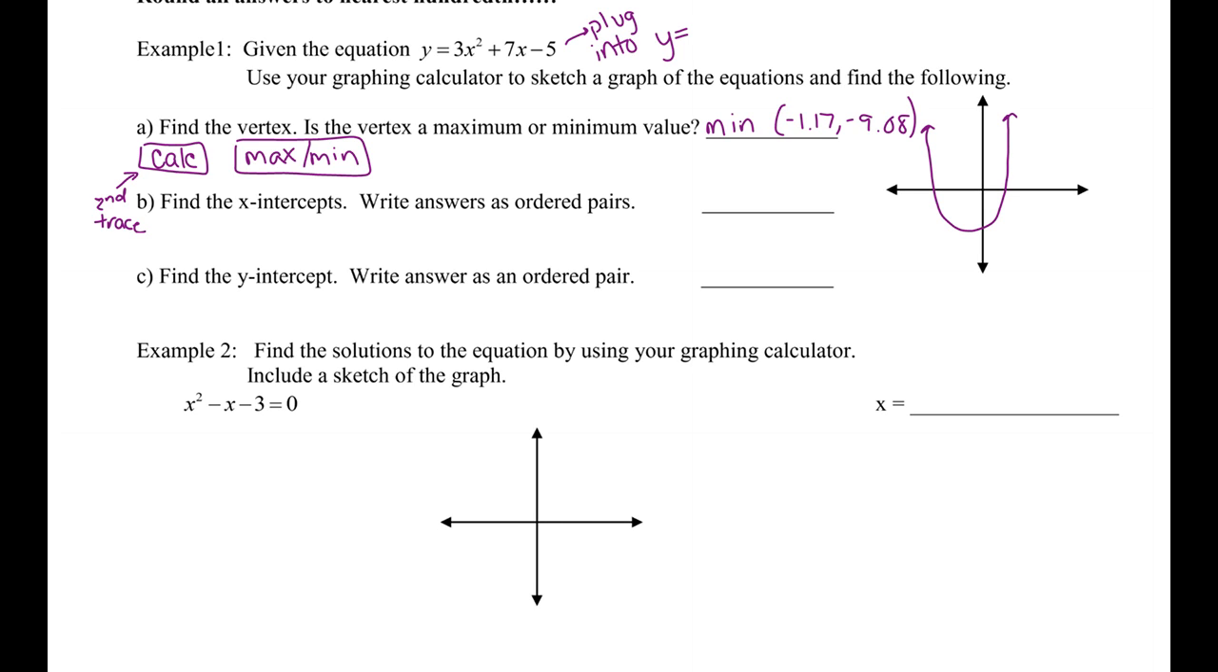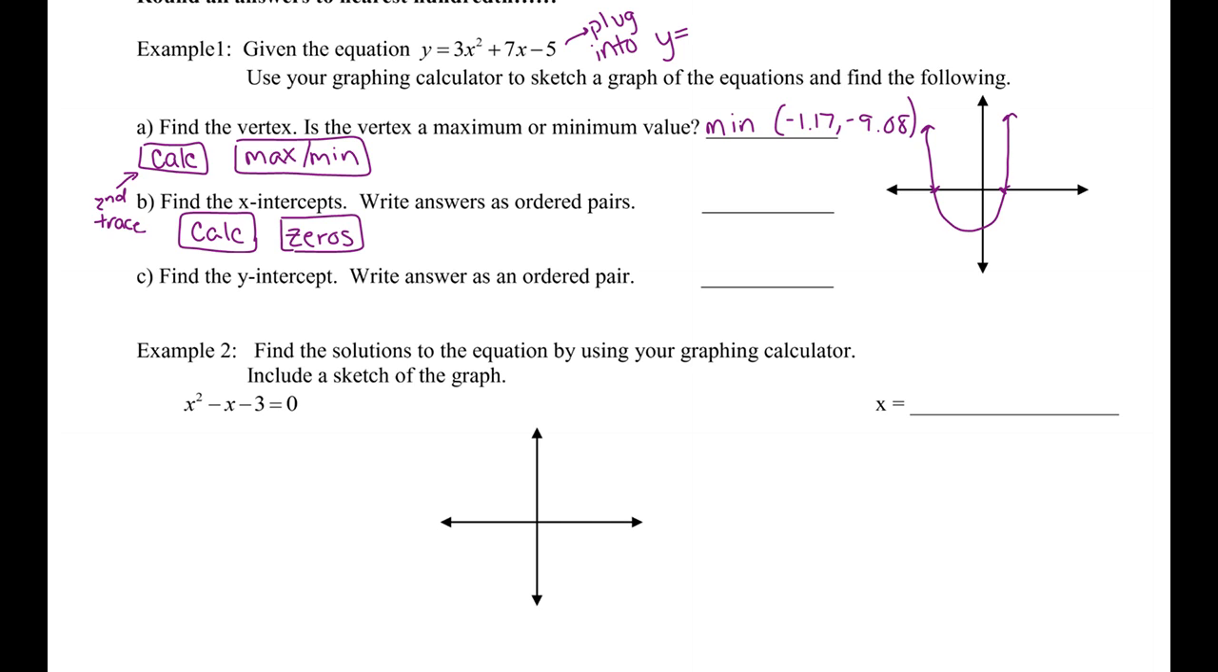Next, it asks us to find the x-intercepts. So we're going to go back to the same screen. So you're going to use calculate, so second trace. And this time we're going to be solving for the zeros. And you are going to be solving for two x-intercepts, one here and one here. And it does not matter which one you look at first.